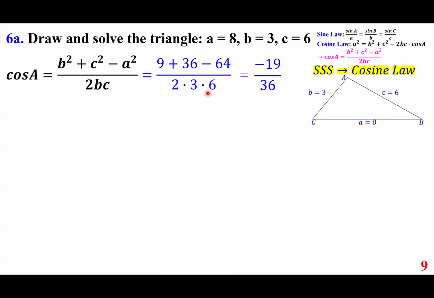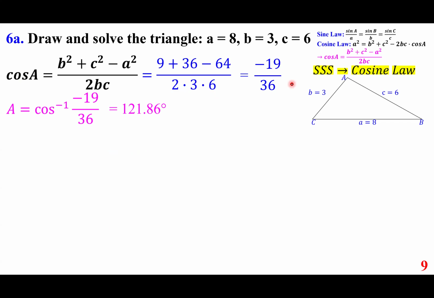You have to put it into a calculator. That means A is the cosine inverse of this. And cosine inverse of a negative number puts you in the second quadrant, 121.86 degrees.